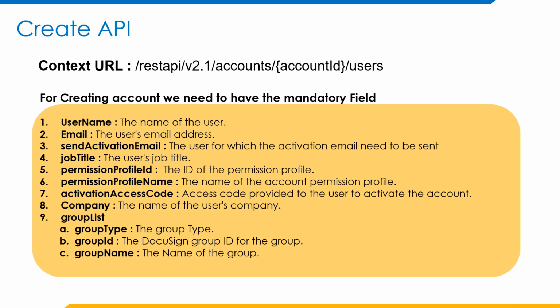Company, the name of the user's company; group list, the group type, the DocuSign group ID, and the name of the group.